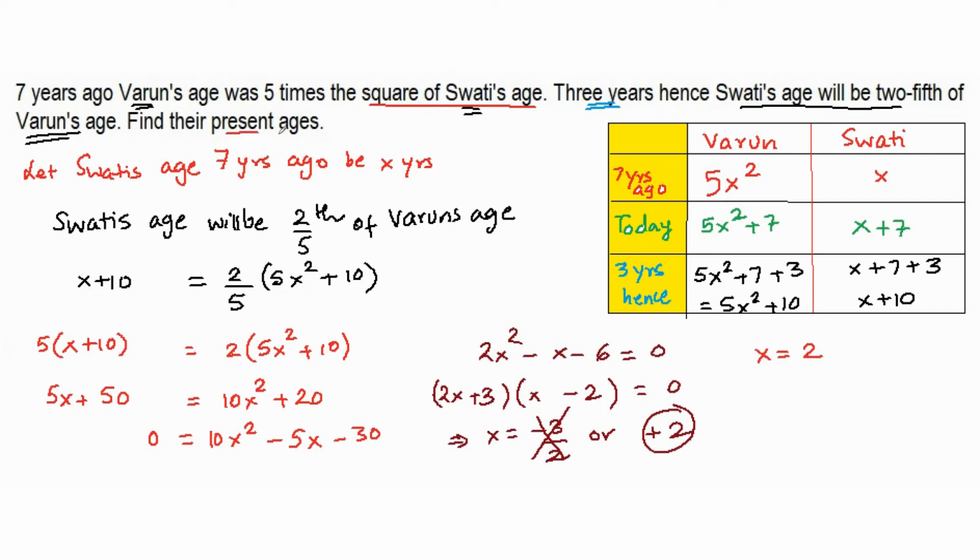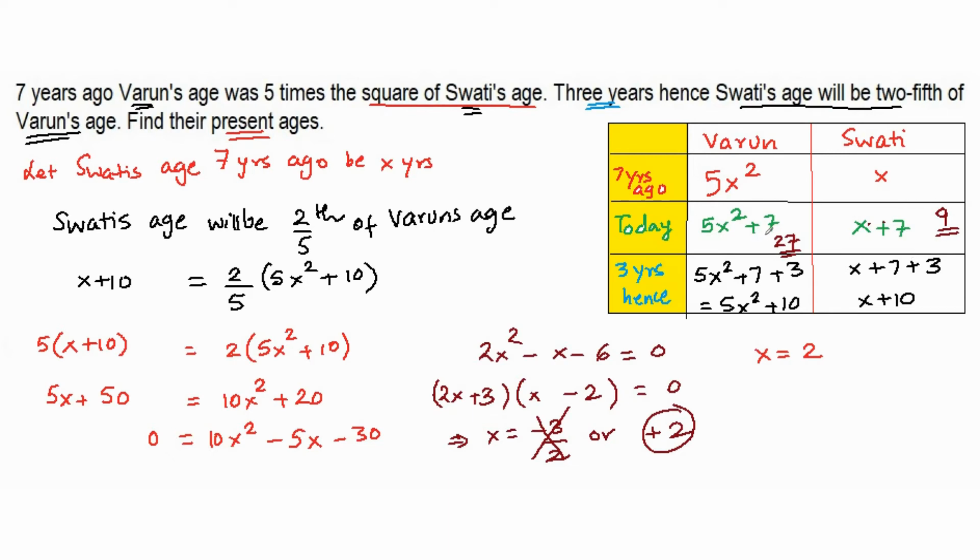So we need to find their present age. So let us quickly substitute x as 2. So Swati's present age is going to be 2 plus 7. So 2 plus 7 is 9 years and Varun's is going to be 5 into 2 square. So 2 square is 4, 5 fours are 20 and 20 plus 7 is 27, right? So this is their present age.